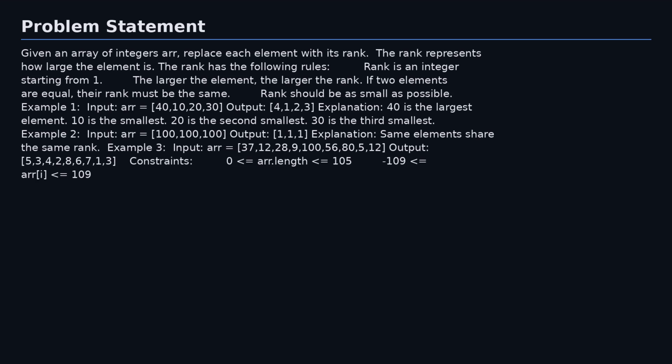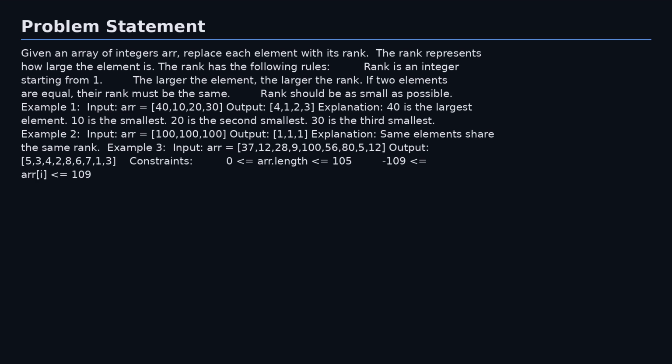The problem asks us to transform an input array by replacing each element with its rank in the sorted array. The rank of an element is its position in the sorted array, with the smallest element having a rank of 1. For example, if the input array is 4, 2, 6, and 5, the sorted array would be 2, 4, 5, and 6. So the rank of 2 would be 1. The rank of 4 would be 2. The rank of 5 would be 3. And the rank of 6 would be 4. Our goal is to create a new array where each element is replaced with its corresponding rank.